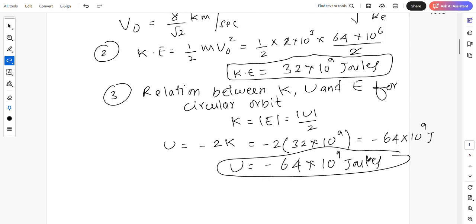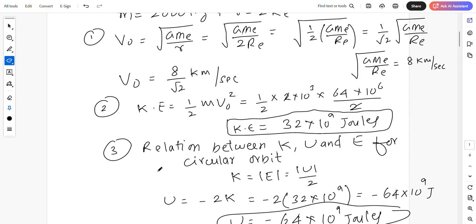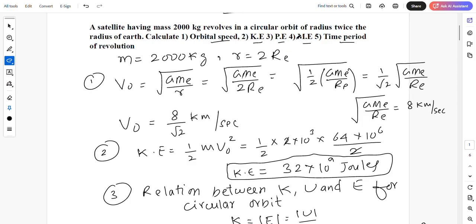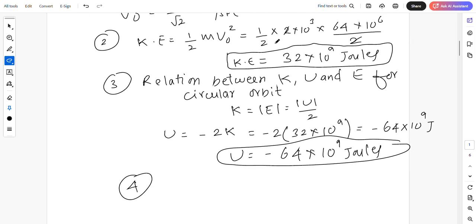Now you are supposed to calculate the total energy, that is mechanical energy. This is the fourth one. Mechanical energy E is equal to minus of K. Minus of K is equal to minus of 32 into 10 to the power of 9 joules.